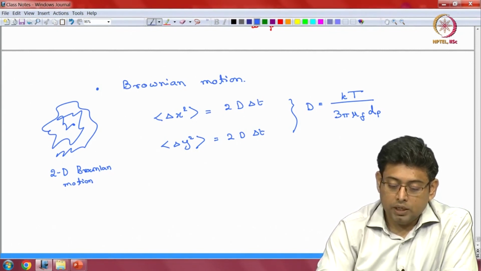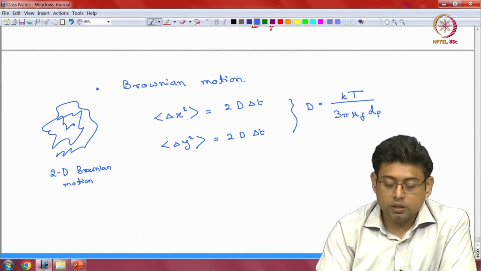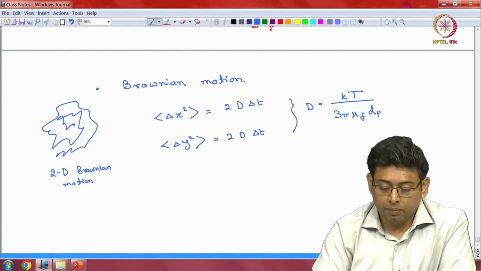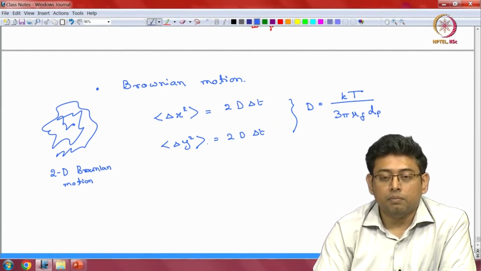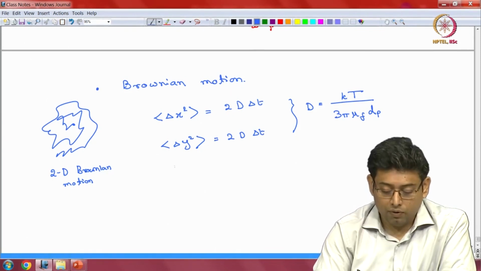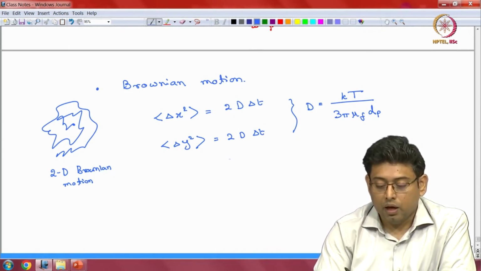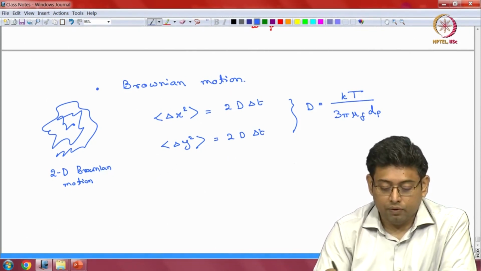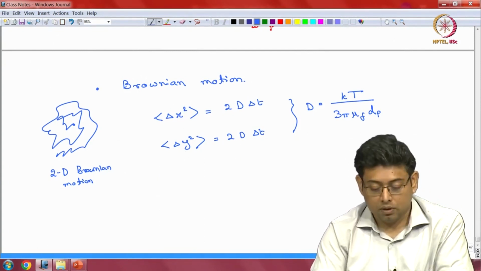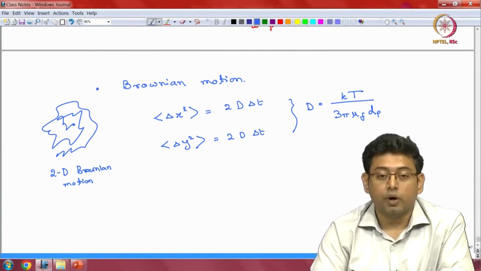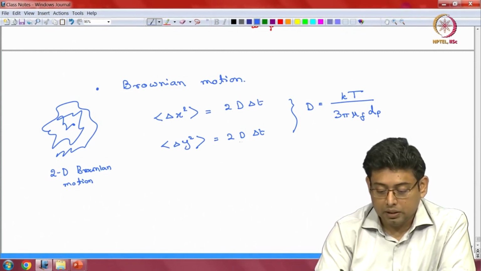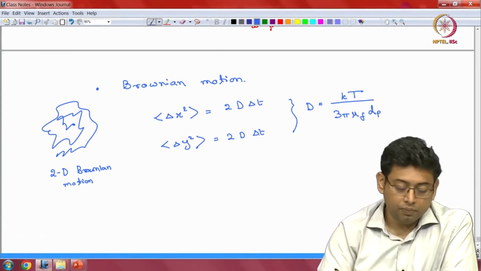So, this equation governs the Brownian motion of the particle. If you were to extend this to the third dimension, all you have to do is write a delta z square equal to 2D dt, and if you add the RMS of x square, y square and z square, then this would become 6D times delta t.